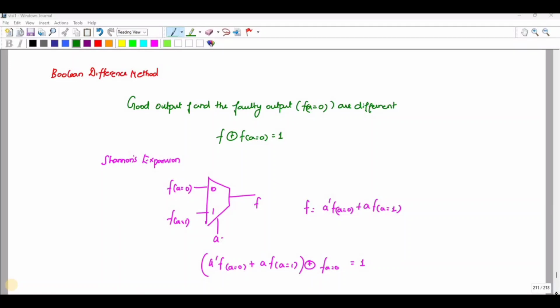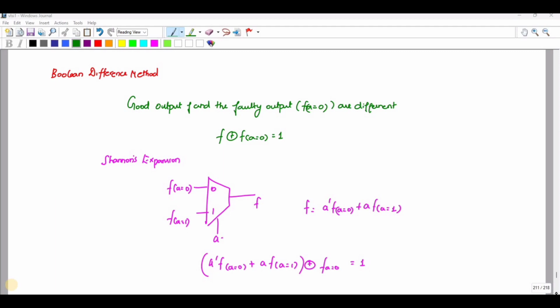In this video, we are going to discuss the Boolean difference method. This is one of the subtopics of automatic test pattern generation. Here we are going to generate the test pattern based on the output Boolean expressions. Suppose the good output of f is 1, then definitely the faulty output of f is equal to 0. So both are different, and I can write f XOR f of a equal to 0 is equal to 1.